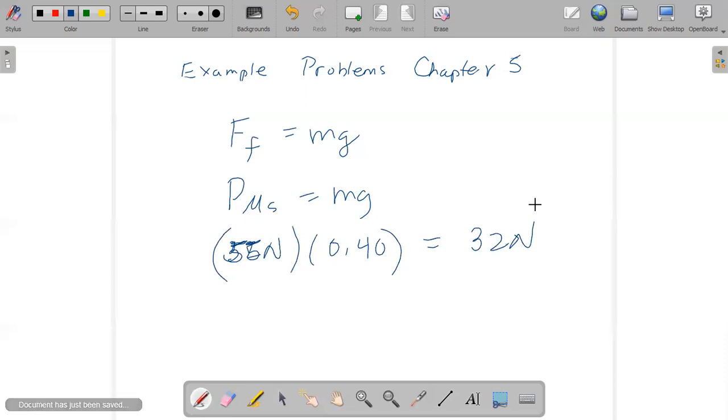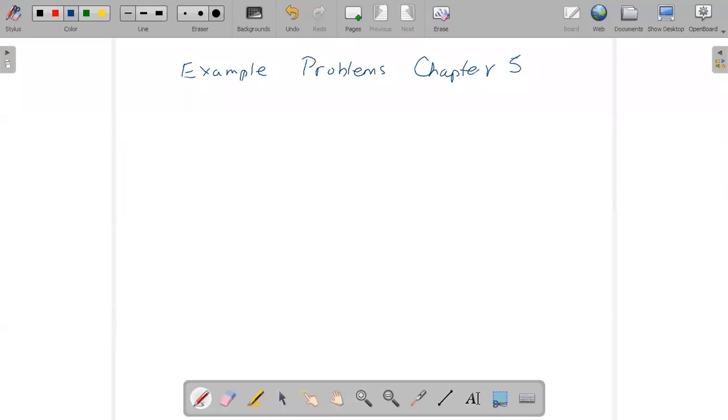Okay, so it's going to slip because when we compare, this is less than that. So it will slip now. And the forces: mg minus f equals ma. So mg was what? 32 newtons.